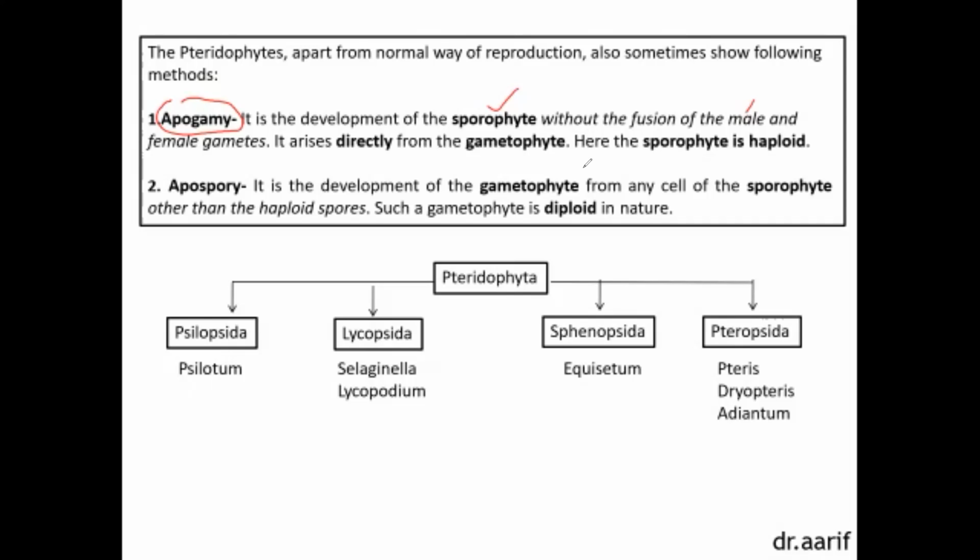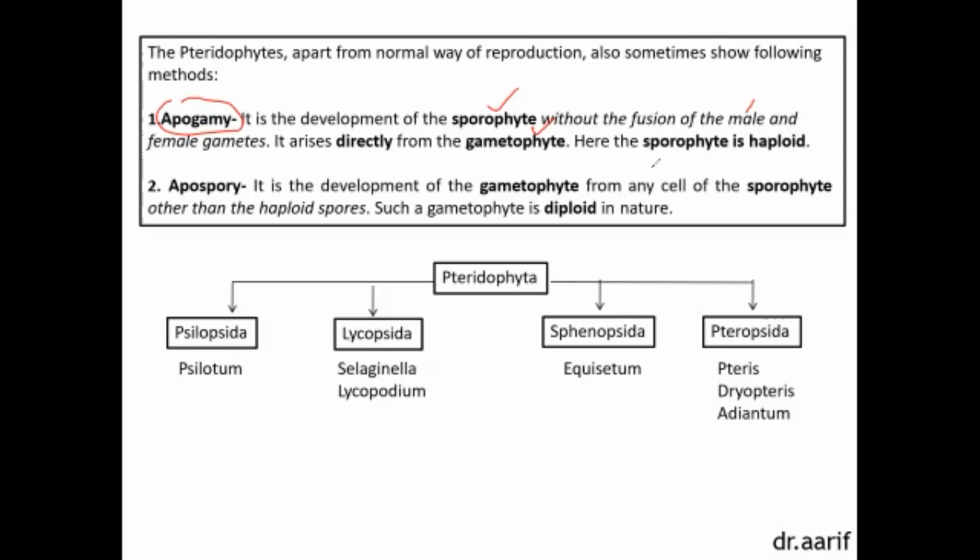And it arises directly from gametophyte. directly gametophyte पासून हे जनरेट होणार. And here the sporophyte is haploid. जो स्पोरोफाइट आहे तो हॅप्लॉइड असणार आहे कारण हा फ्युजन झालेला नाही. लक्षात घ्या, फ्युजन झालेलं नाही. डिरेक्टली स्पोरोफाइट जो आहे तो विदाउट फ्युजन तयार झालेला आहे म्हणजे हा हॅप्लॉइड असणार.